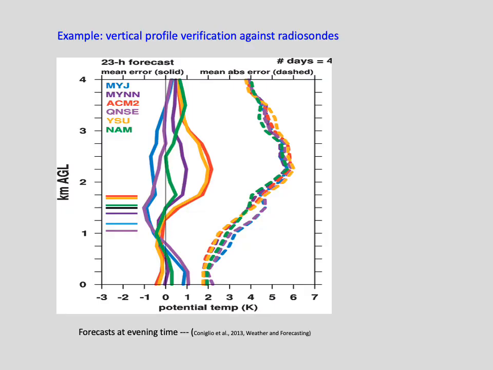This is an example of vertical profile verification. 40 cases of WRF run are verified against the soundings. The solid lines show the mean errors with different PBL schemes. The dashed lines show the root mean square error. This slide tells clearly the cold or warm bias in the different levels. Since the difference between the mean error and the root mean square error is not large, we can say that very large errors are unlikely to occur.